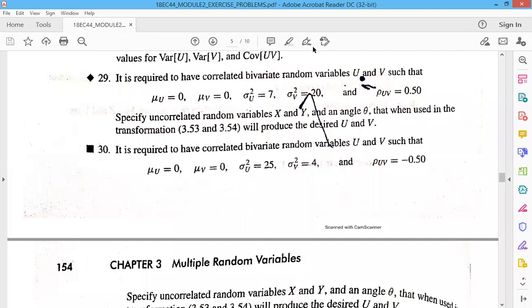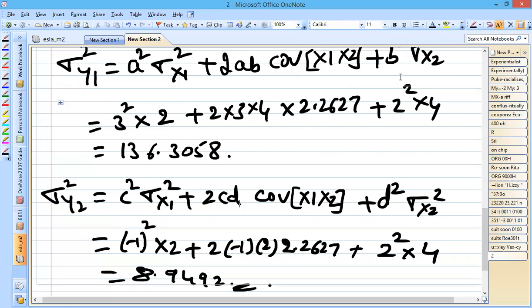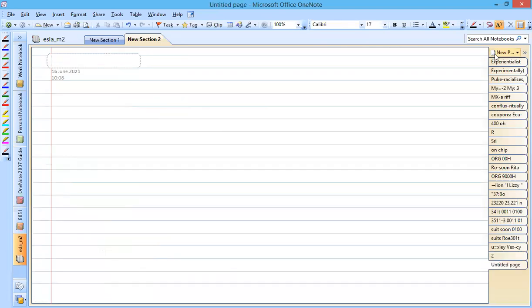that when it is used in the transformation functions, u is equal to ax plus by and v is equal to cx plus dy. So these are nothing but the transformation equations, which will produce the desired u and v. So here we have to check the value of theta, and also we need to have the condition for which you will be getting the uncorrelated variables. So you will see this problem 29. So go back to this notebook. Let us take a new notebook.